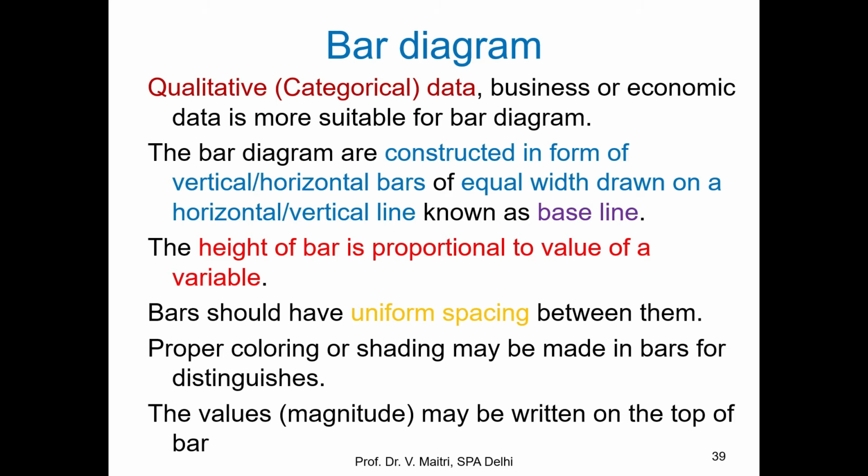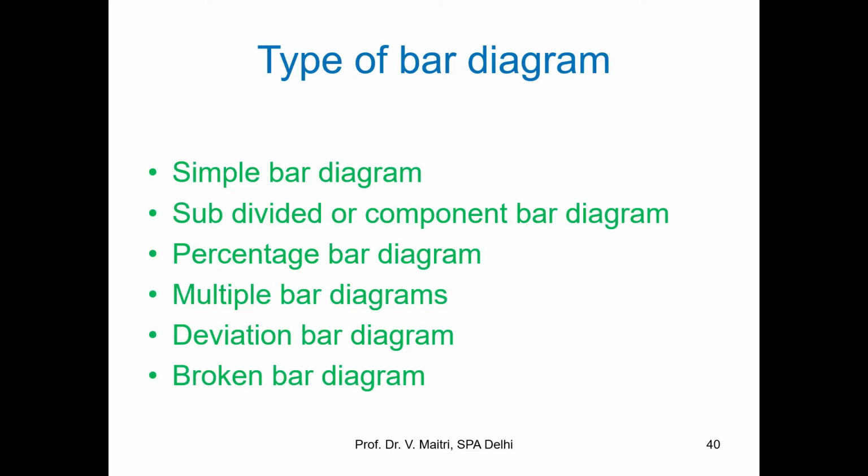The height of the bar is proportional to the value of the variable, and the bars should have uniform spacing between them, and you can give proper coloring or shading so that the bars can be distinguished very well. And the values or magnitude may be written on the top of the bar. It is always advisable, so no person will ask what is the value this bar presents.